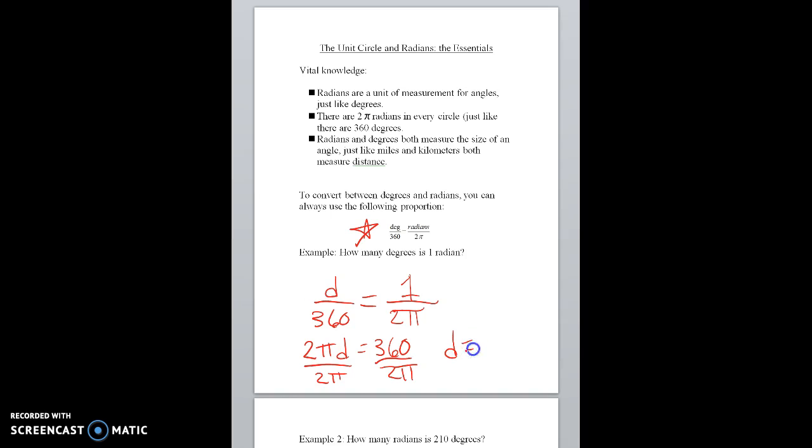And you get that 1 radian is 360 over 2 pi degrees. 360 divided by 2 is 180 over pi. Pi is about 3. So 180 divided by pi, if you put it in your calculator, you're going to get a number close to 60. So 1 radian is about 60 degrees.